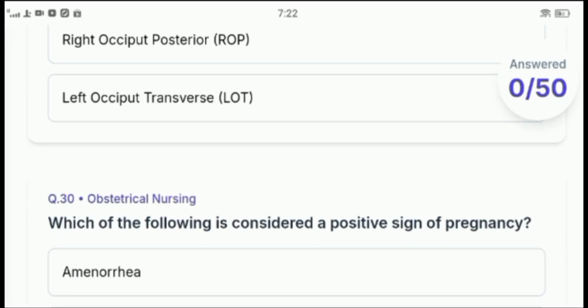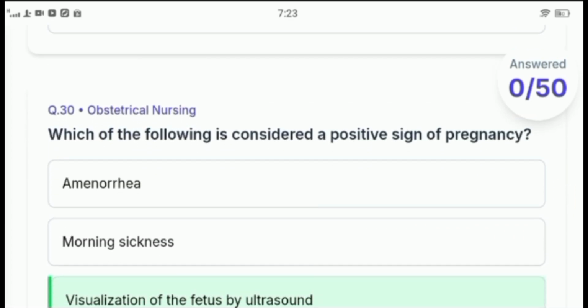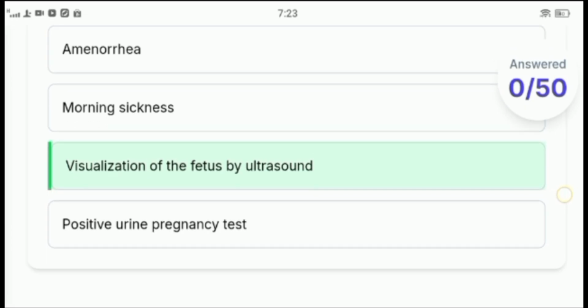30. Obstetrical nursing. Which of the following is considered a positive sign of pregnancy? A. Amenorrhea, B. Morning sickness, C. Visualization of the fetus by ultrasound, and D. Positive urine pregnancy test. So the correct answer is C.